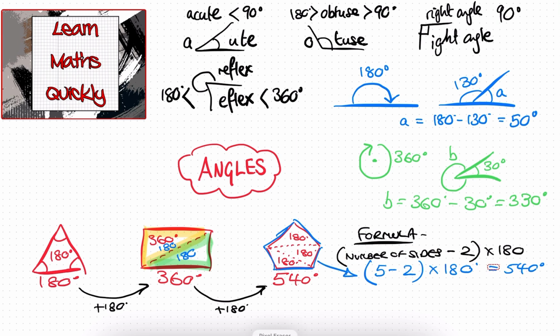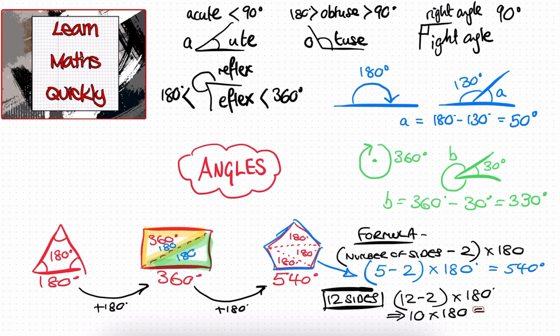How about then if you've got a 12-sided shape? Now, not many people are going to just know what all the total angles add up to in a 12-sided shape. So that's where this formula comes in useful. So 12 sides, that's what we'll write here. So again, we put it into our formula. So we go 12 take away 2 times by 180. So that's 10 times by 180, which means that the total angles add up to 1,800 degrees in a 12-sided shape.